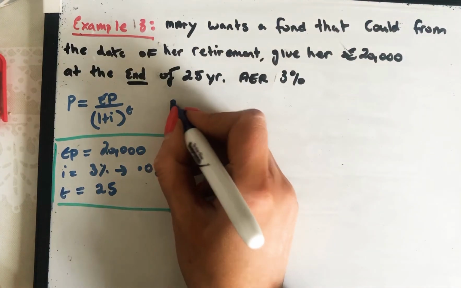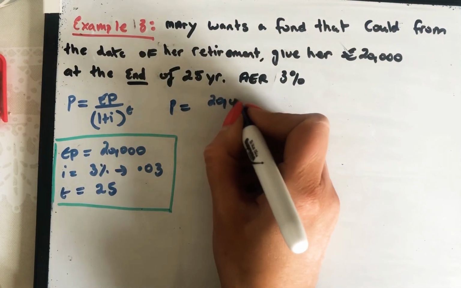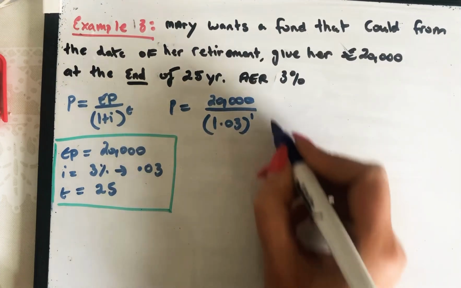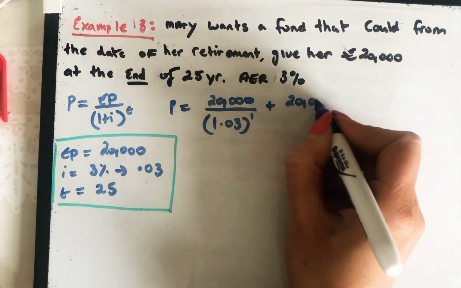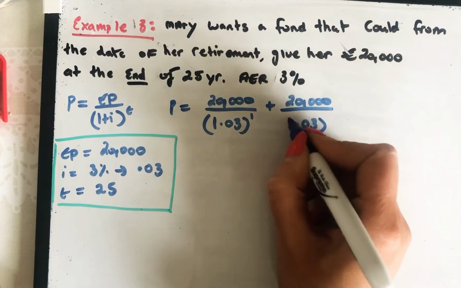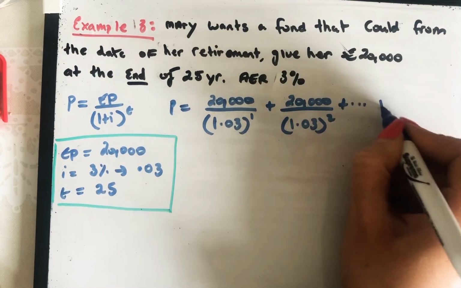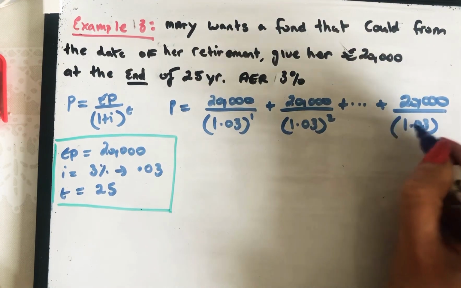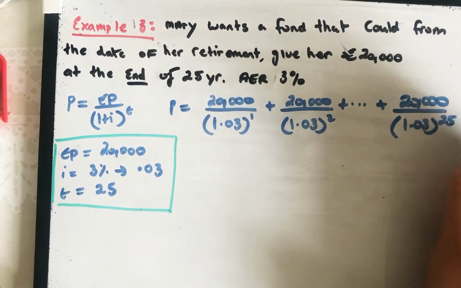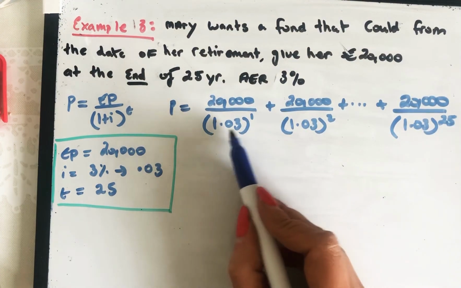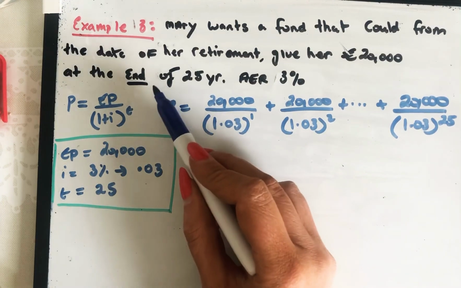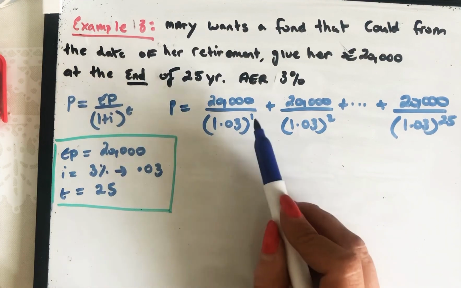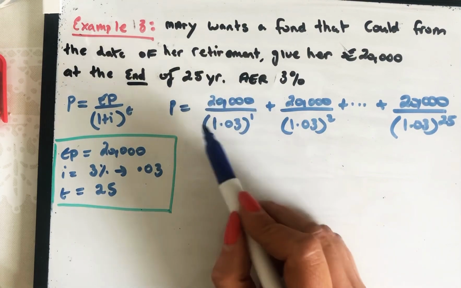So we have P is equal to 20,000 over 1.03 to the power of 1, plus 20,000 over 1.03 to the power of 2, plus, and so on, plus 20,000 over 1.03 to the power of 25. Now you can see here in this case that our first term has a power of 1 on it because the pension is being received at the end of the year. Whereas if it says the start of the year, well then we'd have a power of 0 up here, so technically it would just be 20,000.